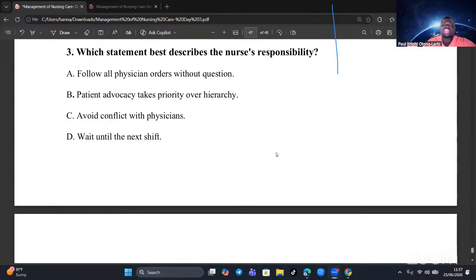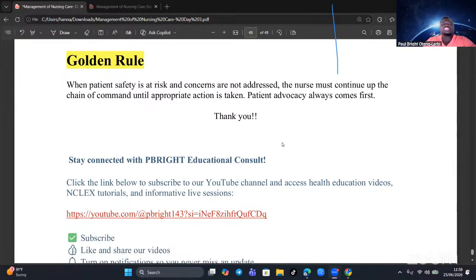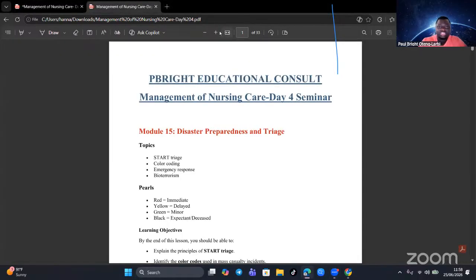Which statement best describes the nurse's responsibility in chain of command? Patient advocacy takes priority over hierarchy. Good. Okay. So the golden rule is that when the patient's safety is at risk and concerns are not addressed, the nurse must continue up the chain of command until appropriate action is taken. Patient advocacy always comes first. Okay, thank you. So this is where we were supposed to end yesterday, but we ended early. Let's start today's chapter sharp.